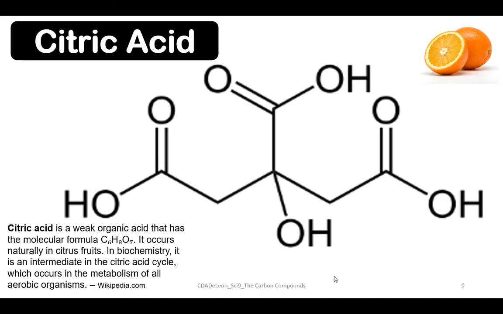Citric acid is a weak organic acid that has the molecular formula of C6H8O7. It occurs naturally in citrus fruits. In biochemistry, it is an intermediate in the citric acid cycle, which occurs in the metabolism of all aerobic organisms.